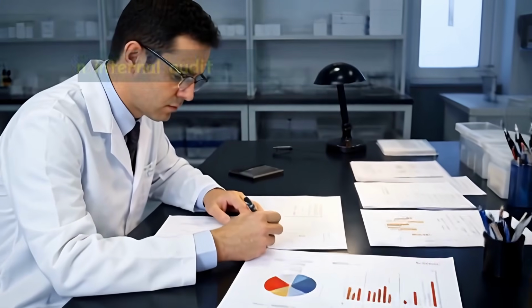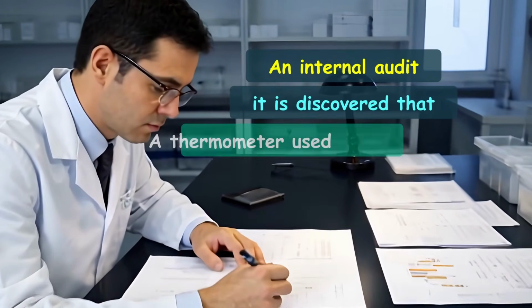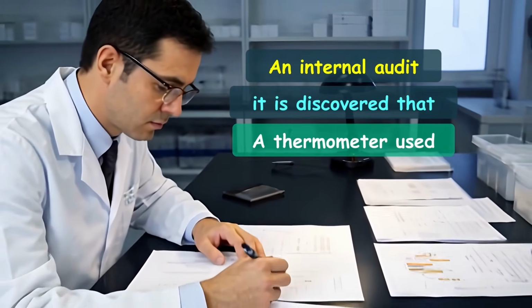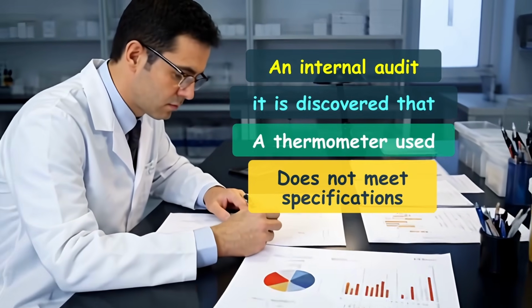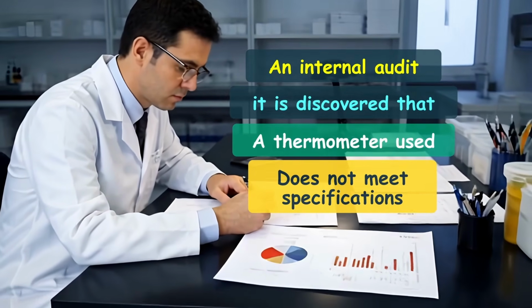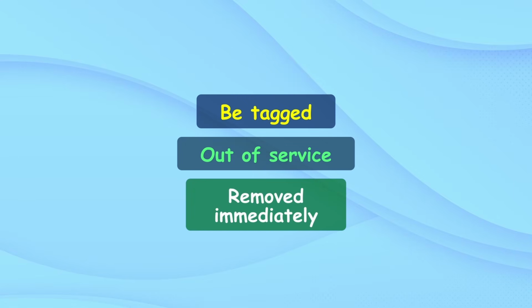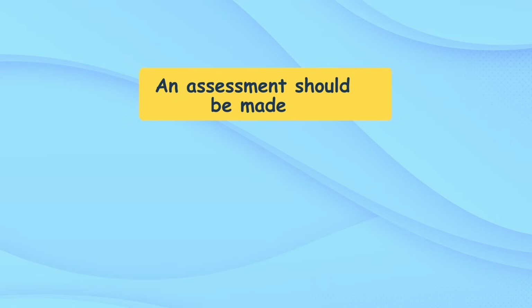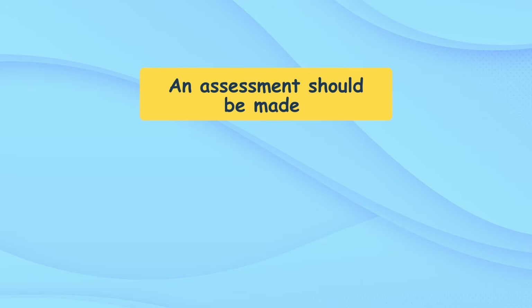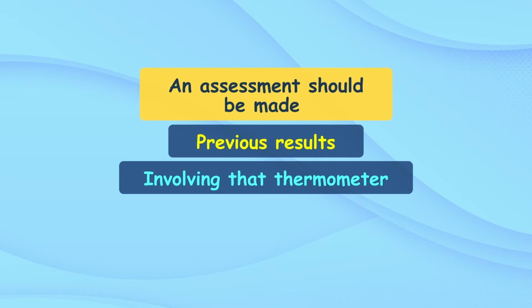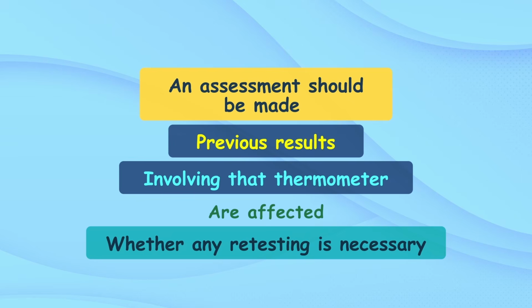For example, if during an internal audit it is discovered that a thermometer used to check incubator temperatures does not meet specifications, it should be tagged out of service and removed immediately. Then, an assessment should be made as to whether previous results involving that thermometer are affected and whether any retesting is necessary.